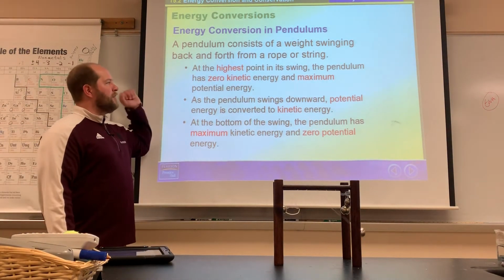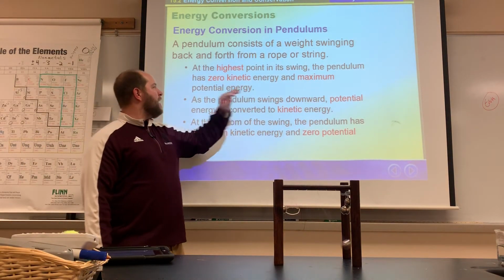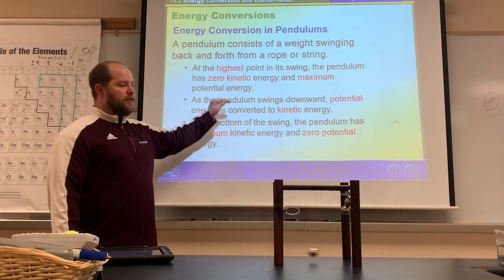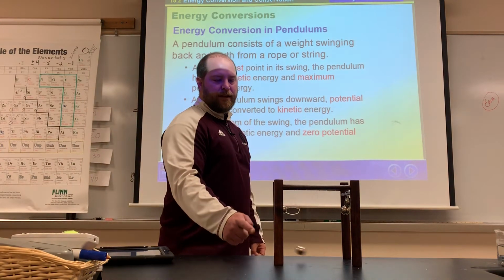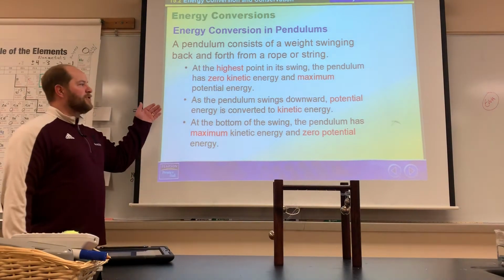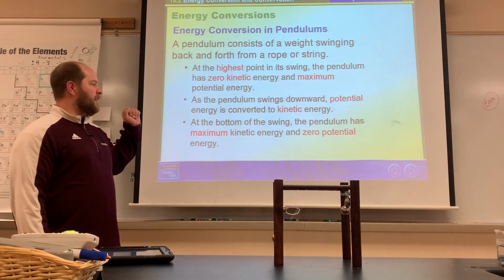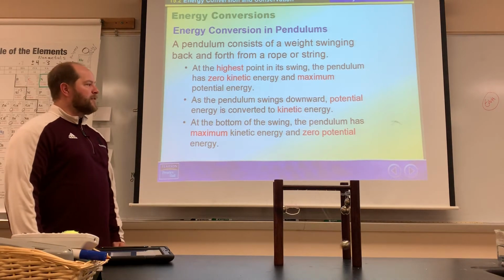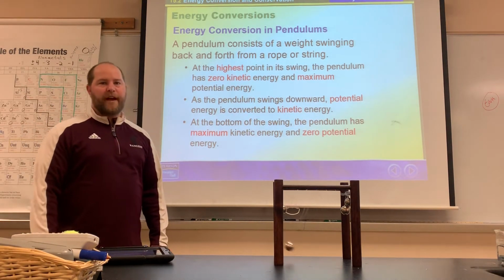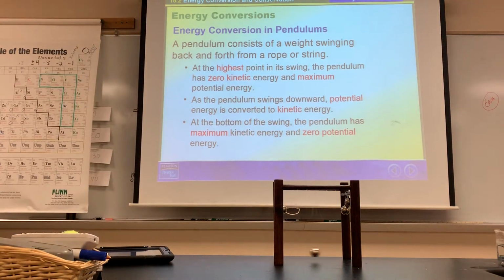At the highest point in its swing, the pendulum has 0 kinetic energy and maximum potential energy. So at the top, it's all potential. As the pendulum swings downward, potential energy is going to be converted into kinetic. So like it says here, at the bottom of the swing, the pendulum has maximum kinetic energy and 0 potential. I have a little video to show you guys here.